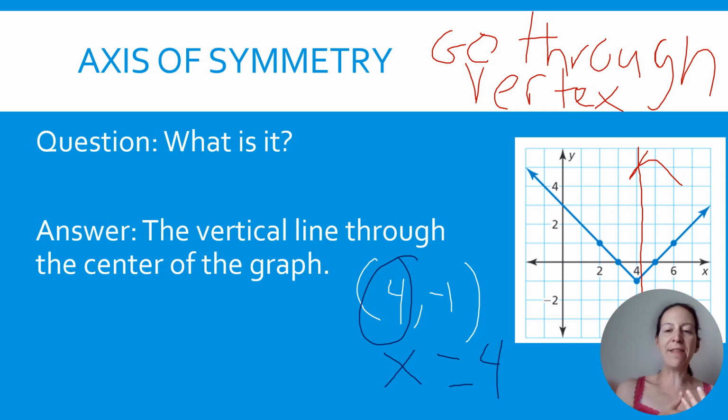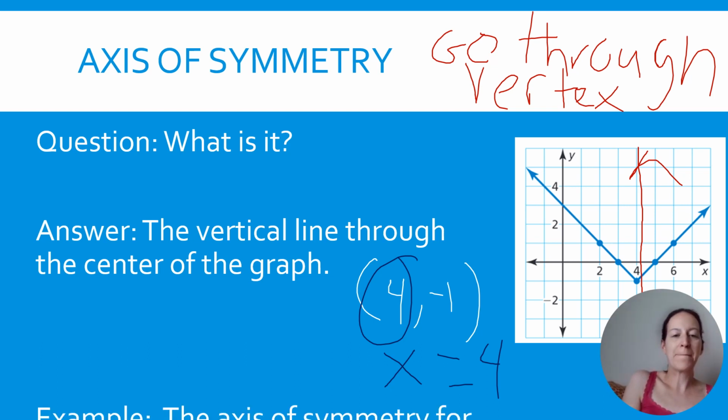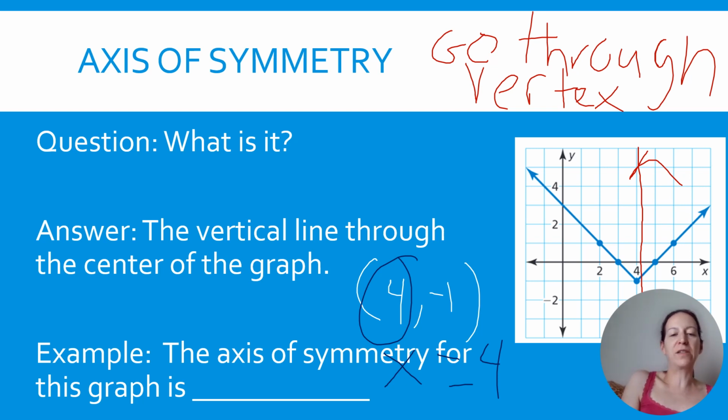So if you need to rewind that and just hear that again, or pause the video and look at this graph a little bit more, so you can just see it better. Don't overthink it. It's going to take the form x equals whatever the x coordinate of the vertex is, because the axis of symmetry goes to the middle of the graph, and the vertex is also in the middle or center of the graph. There's the example. The axis of symmetry for this graph is x equals 4.